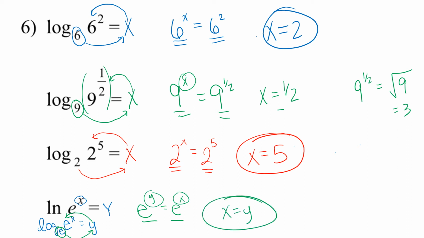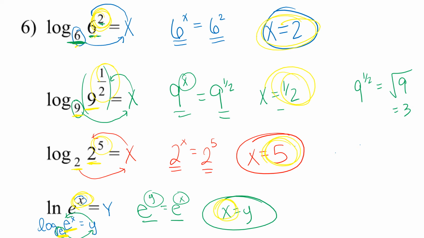Hopefully you guys are noticing a pattern in this one. Check it out. When you have a base, here, that's the same as something being raised to the power, what does it always equal? Well, look, this one, the 6's were the same, and then 2 is our answer. In this one, 9 is the same, and then what's our answer? 1/2. This one, 2 is the same as 2, and the answer was 5. And this one, e, technically our base, is the same as the e here, and then our answer is x.